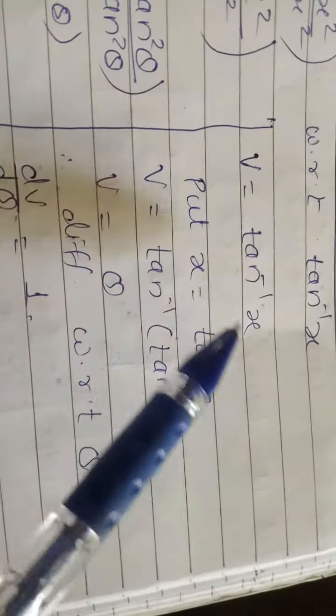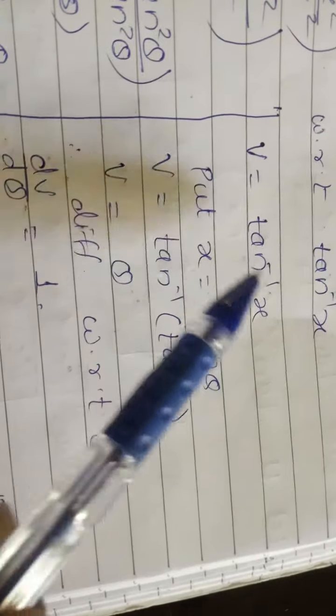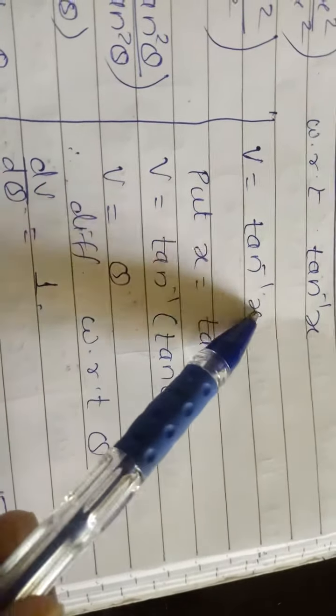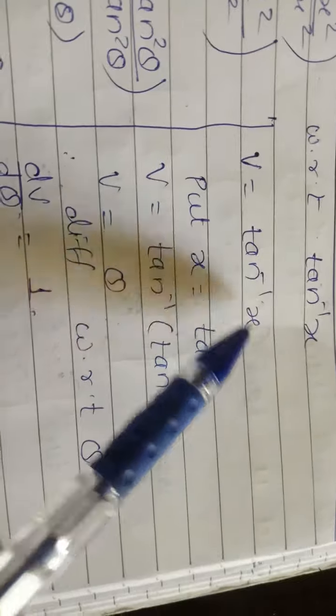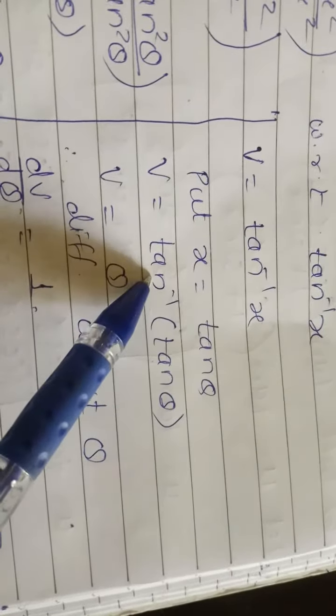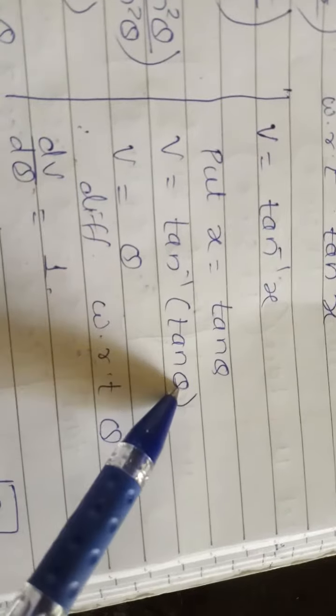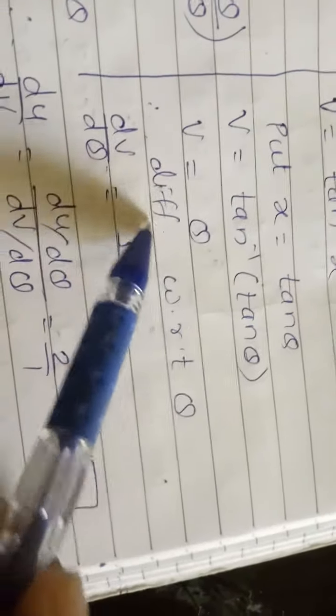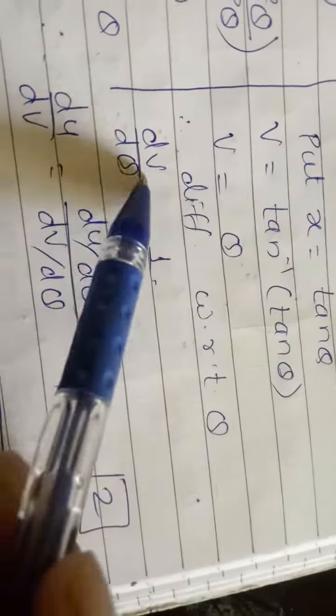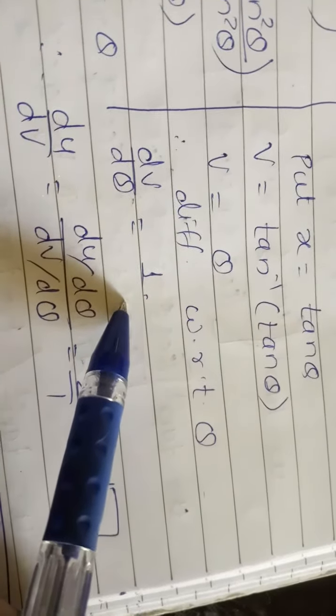Now see the second part, that is v is equal to tan inverse x. Since there is an inverse, we have to substitute the value for x. So x is equal to tan theta. So we get here tan inverse tan theta. So tan and tan inverse cancel, and we get the answer, that is theta. Now differentiating with respect to theta we get dv by d theta is equal to 1.